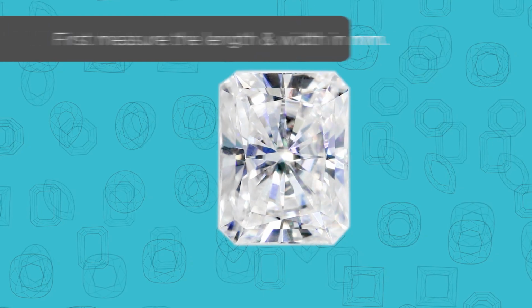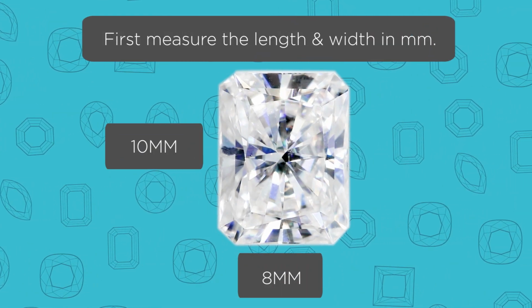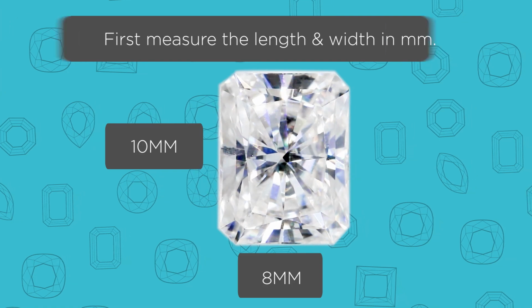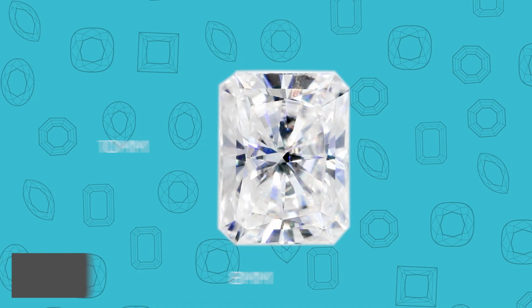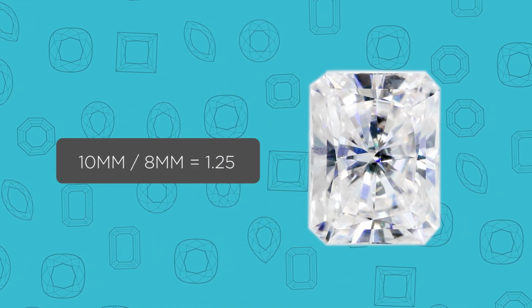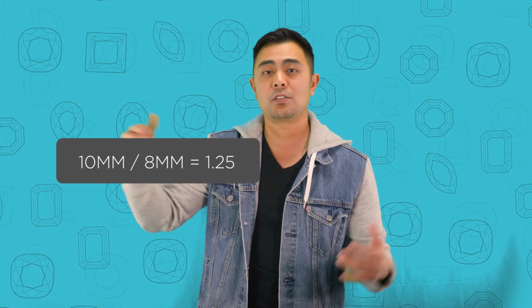First of all, you want to measure the length and width, usually in millimeters. The second thing you want to do is take the length of the gemstone divided by the width, and you figure out this ratio. For example, if it's a 10 millimeter length divided by an 8 millimeter width, then it's a 1 1/4 ratio, and that's what you'll see. So 1.25. If you see these things when you're shopping online, now you'll know what they are.